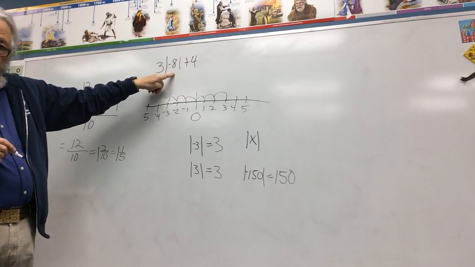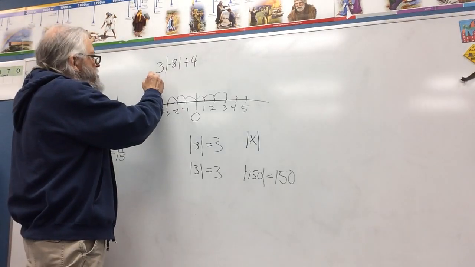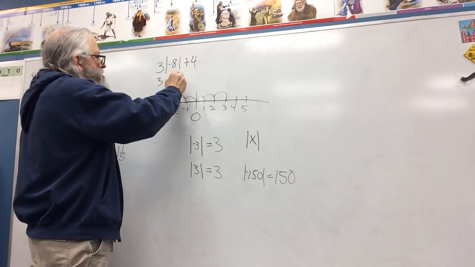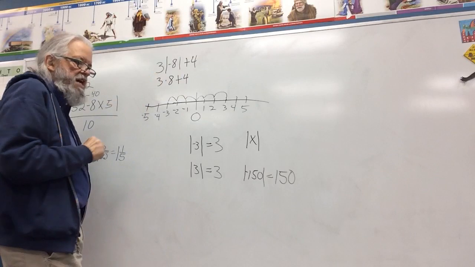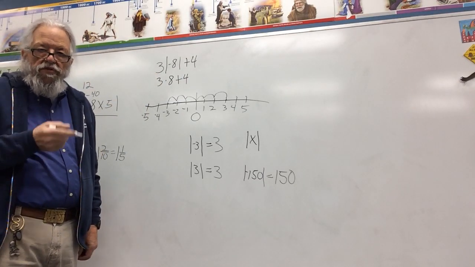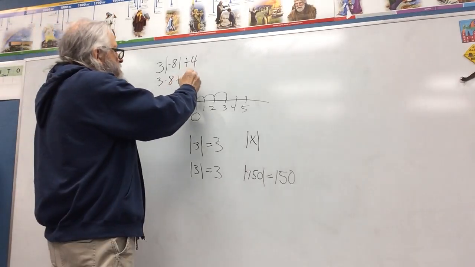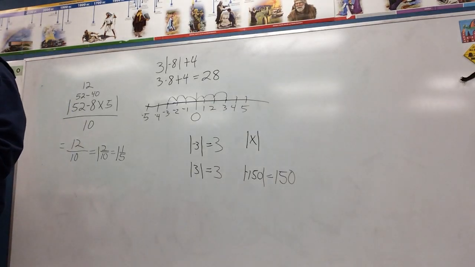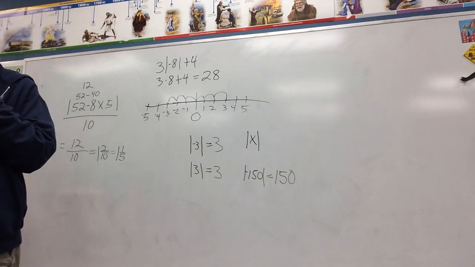So what's the absolute value of -8? It's 8 spaces away from 0, so that's going to mean 3 times 8 plus 4. So then 3 times 8 is 24 plus 4 is 28. Okay, and that's what they show you in the example. All right, so hope that helps you.